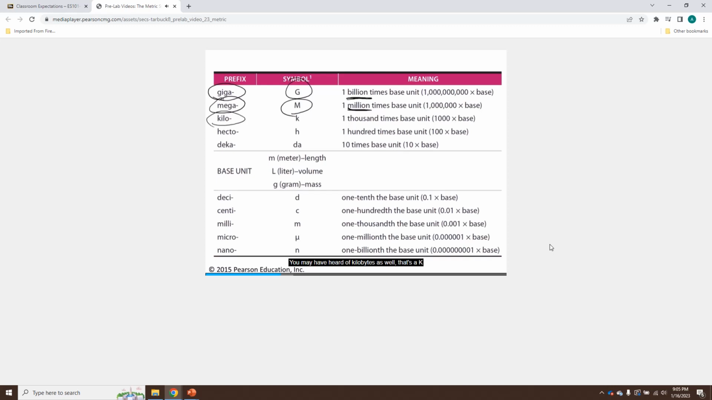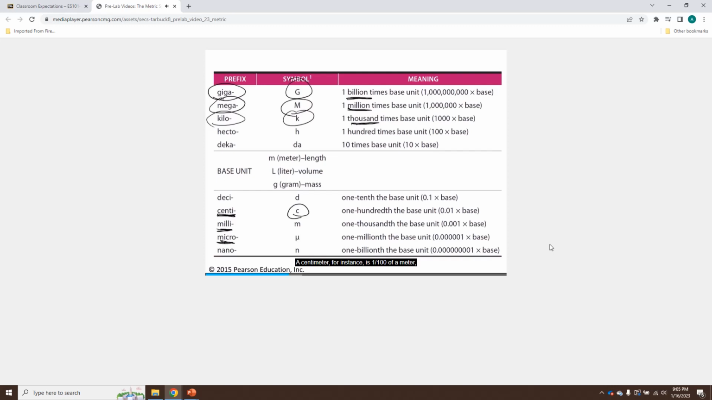You may have heard of kilobytes as well. That's a K, and it represents 1,000 times. So those are all quantities that are larger than the base unit. But you can also have quantities that are less than the base unit. And several of the ones that are most important here include centi, milli, and micro.